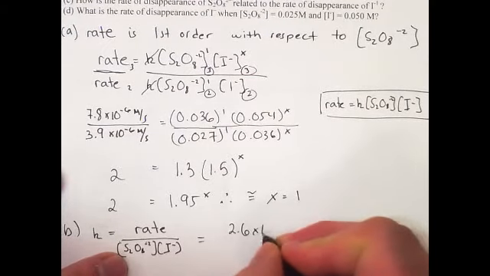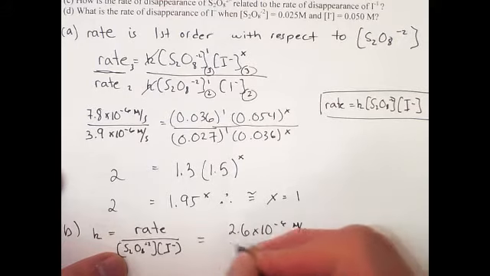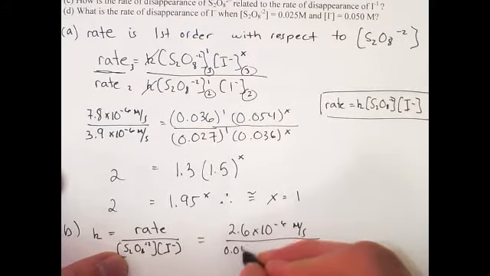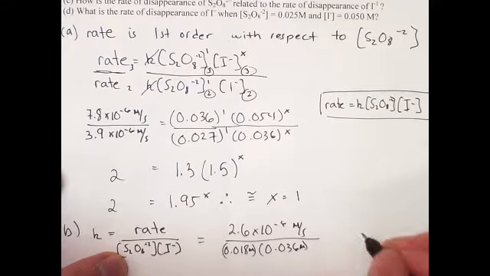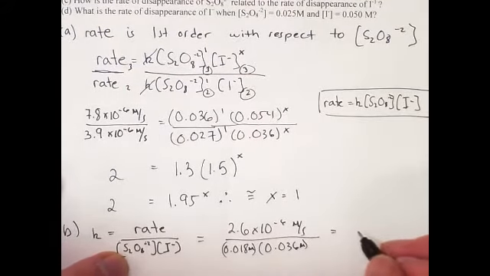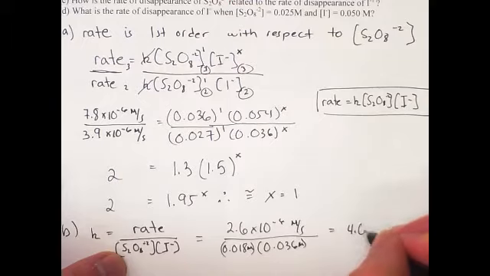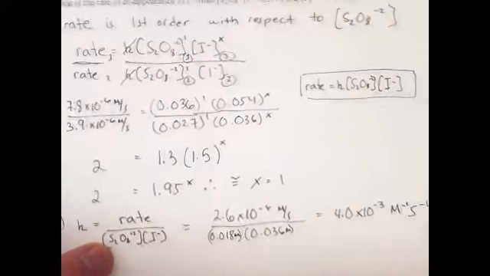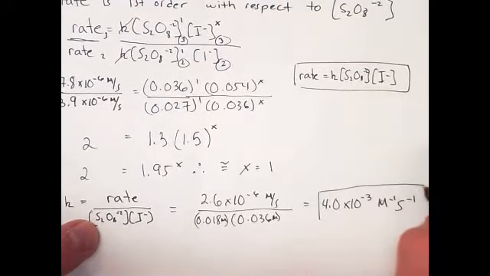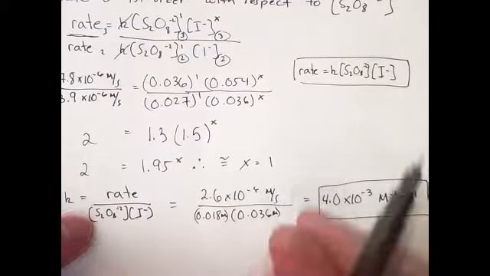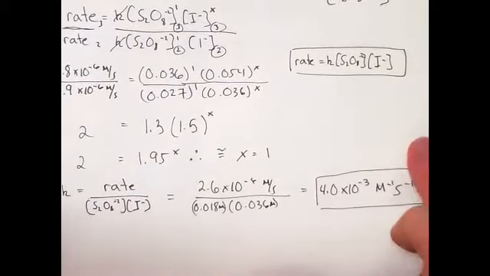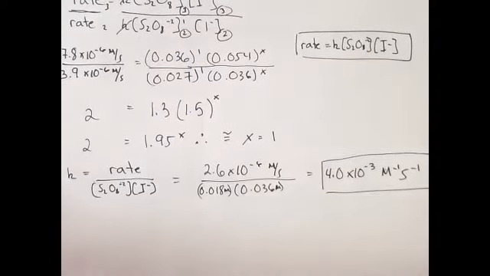So 2.6 times 10 to the negative 6 molar per second, 0.018, 0.036, and this is molar, equals 4.0 times 10 to the negative 3 molar to the negative 1 seconds to the negative 1, as you would expect for a second order rate law. If you do this for each trial, you'll get the same number every time, so I'm going to save us time and just show us the one.